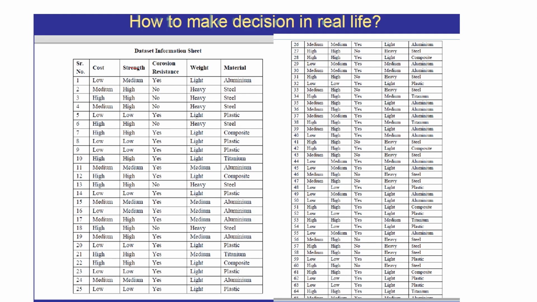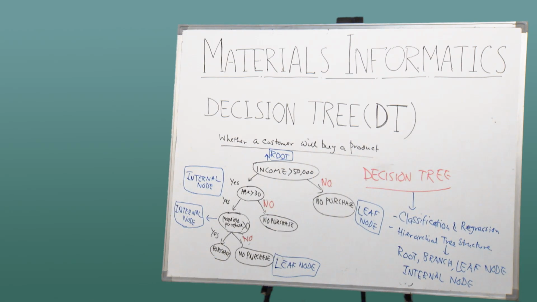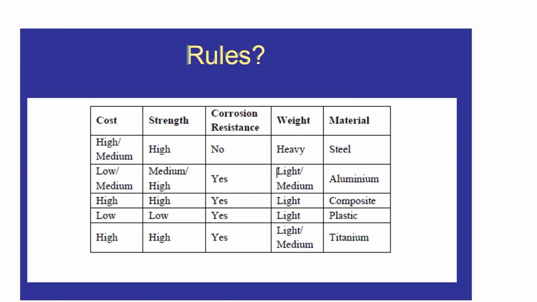So, if I have to put this information in a tree like structure, what can we do? You have to use some rules, right. Like here you have used rules: if the income is more than 50,000 and the person has age more than 30 and also previous purchase history, then only is it likely that the person may make a purchase, otherwise not. So, this is the rule. We have to use certain rules. Therefore, looking at the materials, cost can be high or medium, strength obviously high for steel, corrosion resistance is not there, weight is heavy, that is called steel.